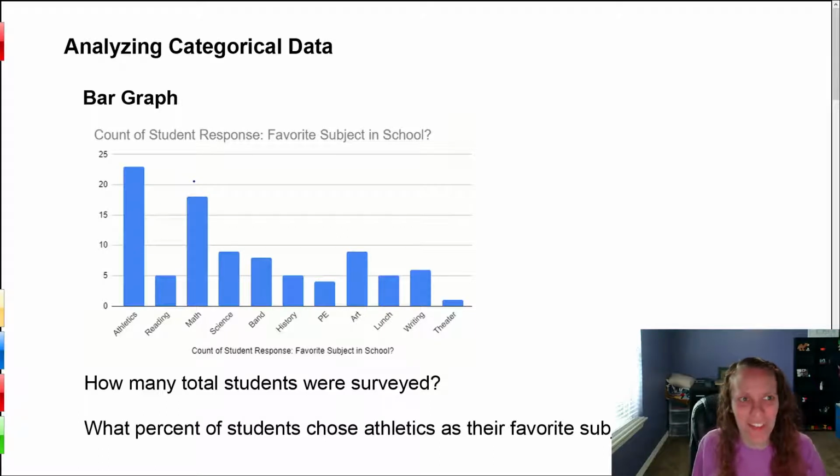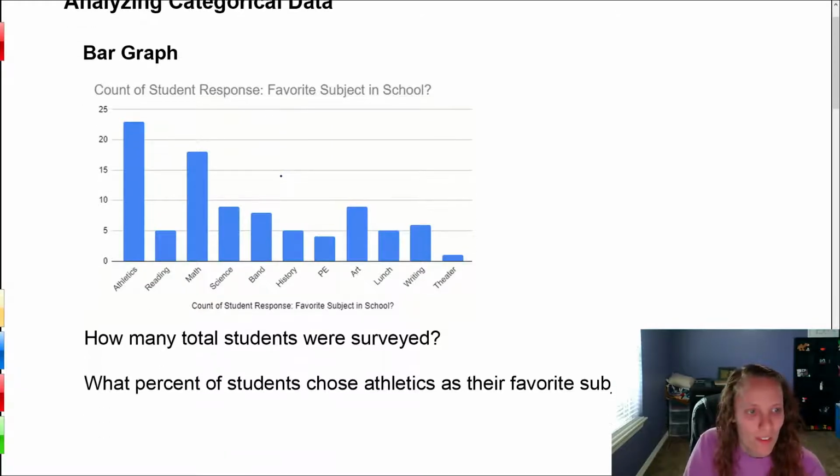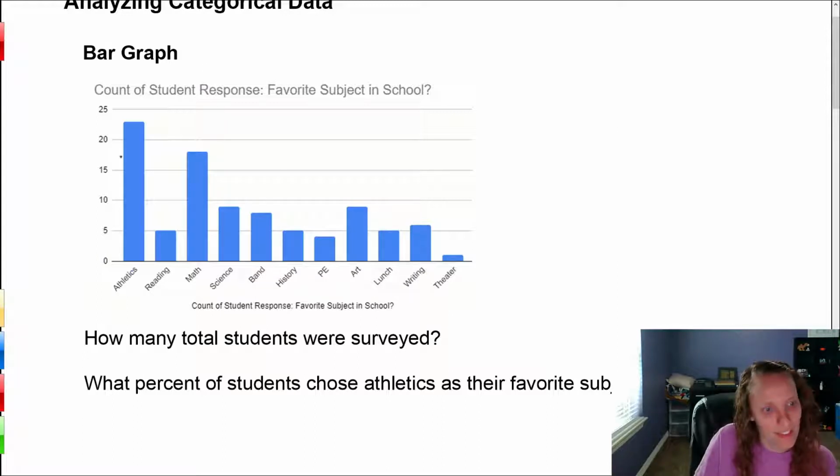Hey guys, today we're going to be looking at analyzing categorical data. The first thing is this is a bar graph of various students who were asked, what is your favorite subject in school? But you notice the graph counts by fives, and so if you look above athletics, it had about 23 students who chose it as its favorite subject.